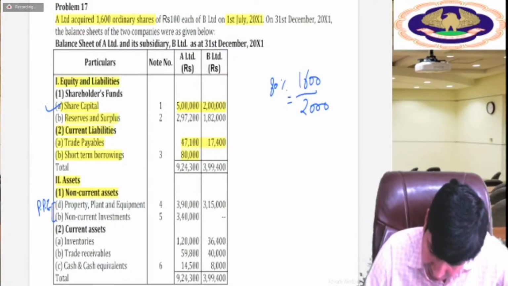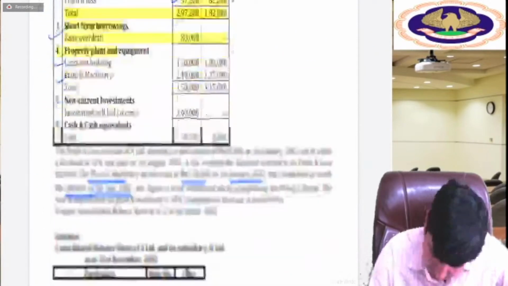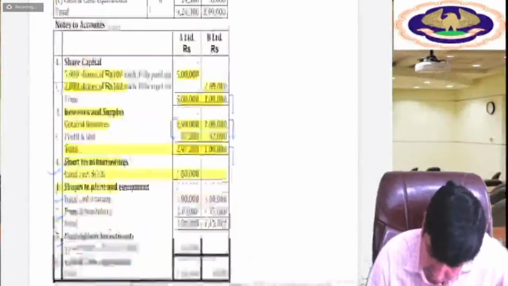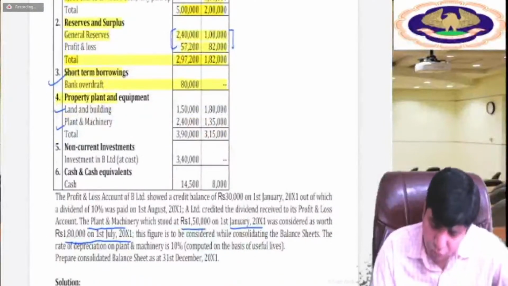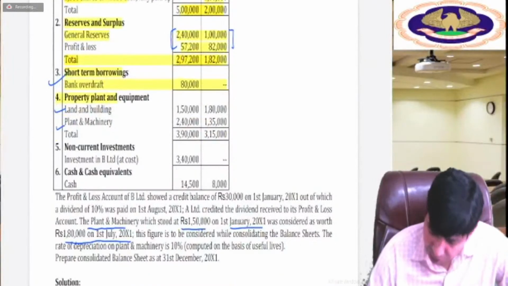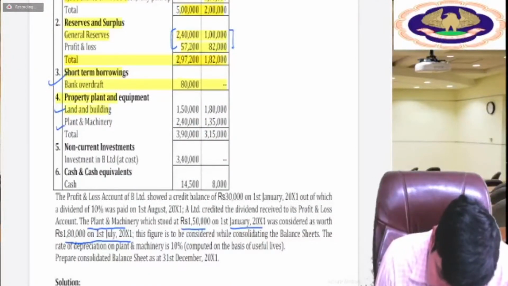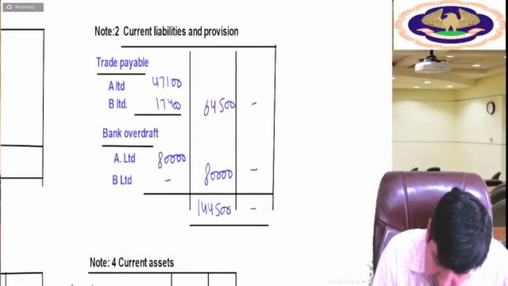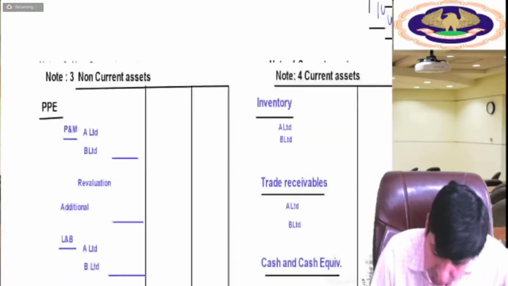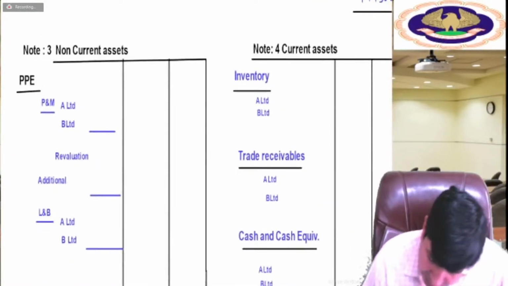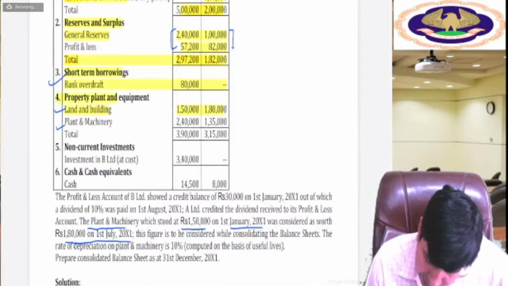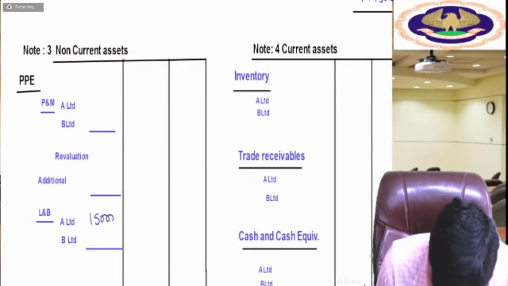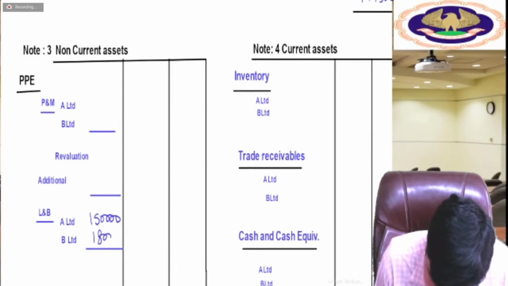So there are some notes to accounts. Beta, you are having property, plant and equipment with some notes, and investments are also there. First, we have to consider property, plant and equipment. We have to post land and building of holding and subsidiary. For the holding company, land and building is 1,50,000, and for the subsidiary company, it is 1,80,000.